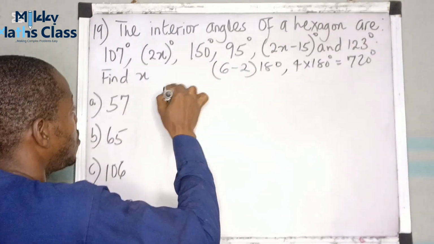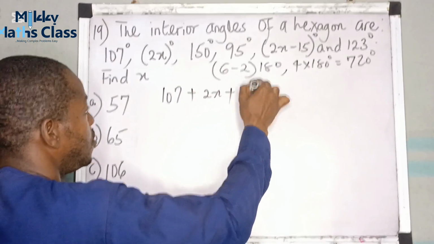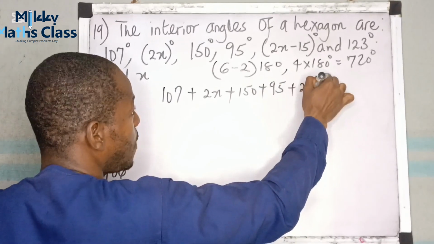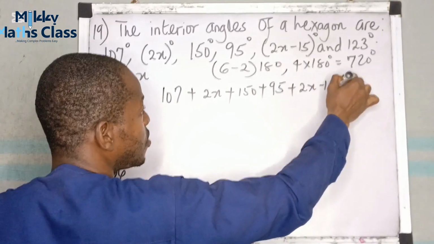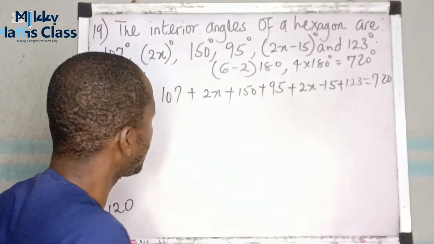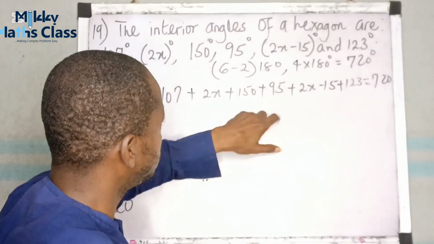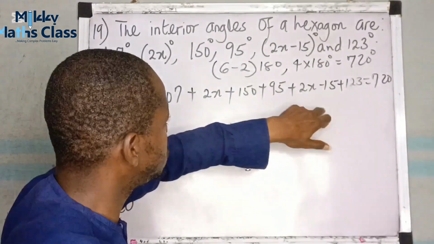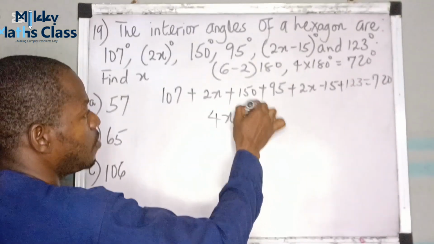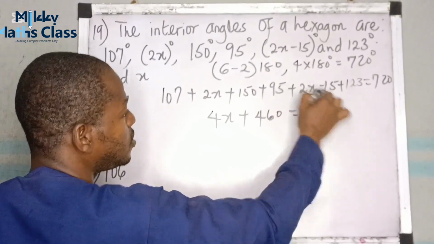So we have 107 plus 2x plus 150 plus 95 plus 2x minus 15 plus 123 equals 720. Okay, this will give us 4x plus 460 is equal to 720.